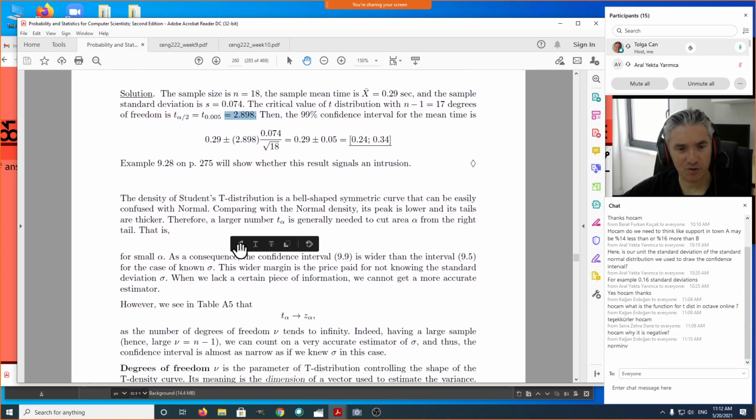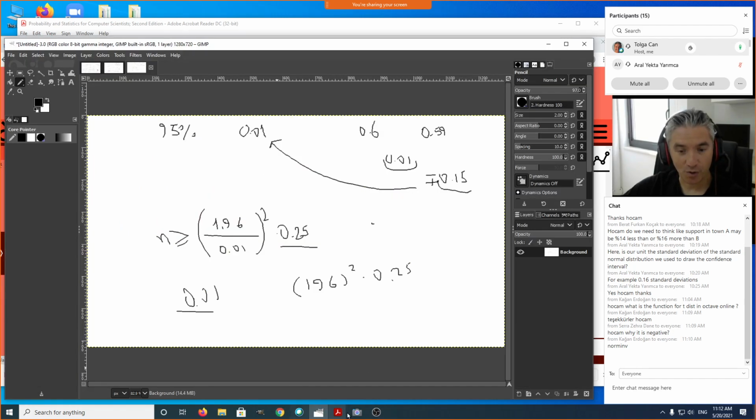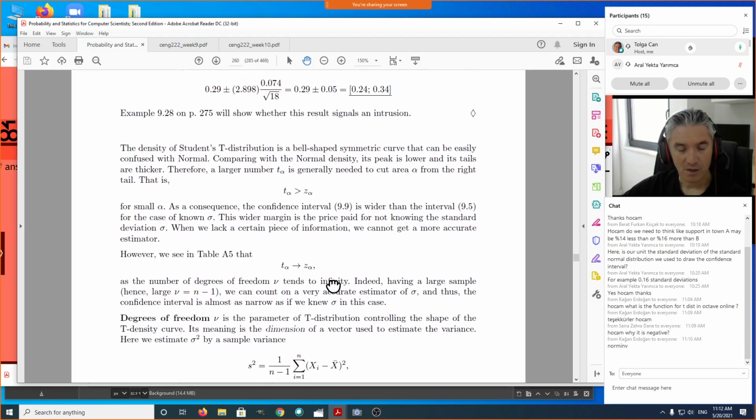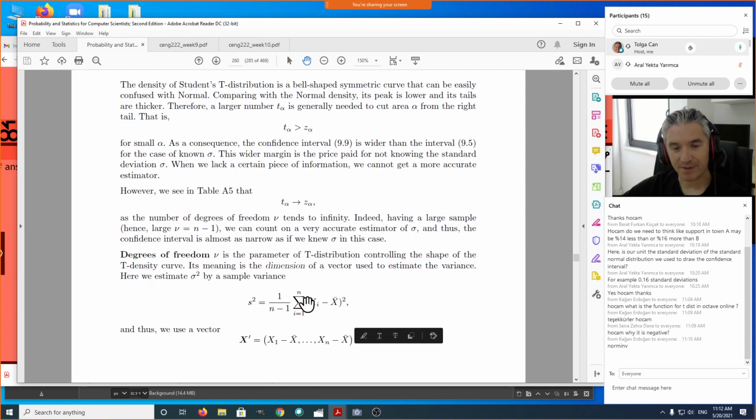So yeah, the density of the Student's t-distribution is again a bell-shaped curve. It is symmetric. Its t alpha is always greater than z alpha, as we have seen here. 2.89 is larger than 2.59. So it was a good way to compare those values as well. And the degrees of freedom parameter, ν, is the number of samples minus one.